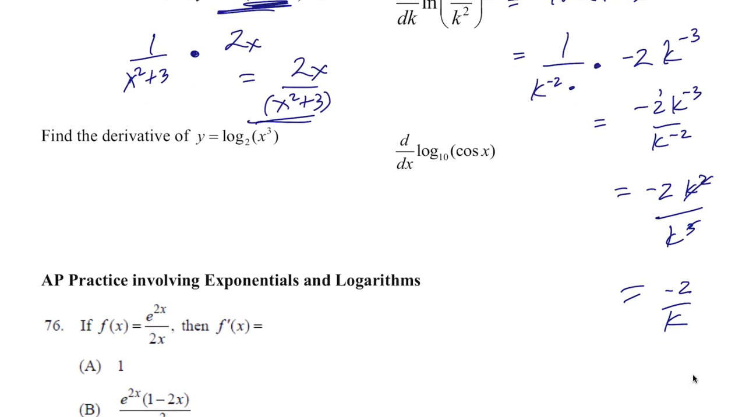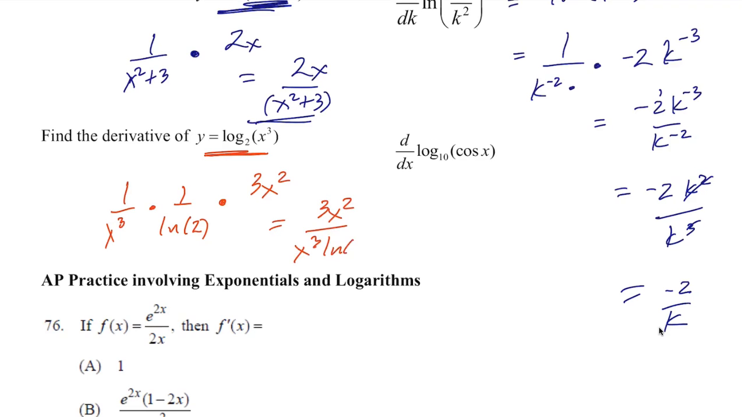Let's look at the log ones. Log base 2 of x cubed. Remember the way we do logs, it's 1 over the inside times 1 over the natural log of the base. Here's 2. Times the derivative of the inside, which is 3x squared. Simplify it all together, you get 3x squared over x cubed natural log of 2. Or you can reduce it to just be 3 over x natural log of 2. Let me erase this so I have some space.